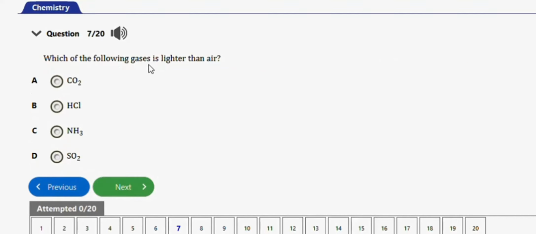It says, which of the following gases is lighter than air? So the gas that is lighter than air is ammonia, option C. Alright, so ammonia is lighter than air. Okay, the next question will be this one.